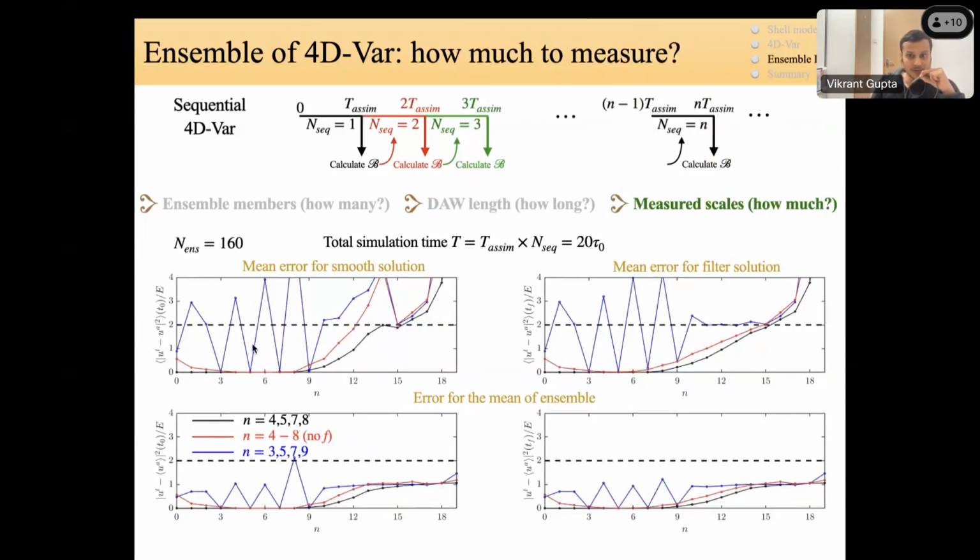Next is how much do we measure? So what we find is that if we measure some continuous scales, then we are able to propagate information downstream and upstream. But if we measure isolated scales, for example, this blue curve, then we are not able to estimate very well any other scale other than what we measure.